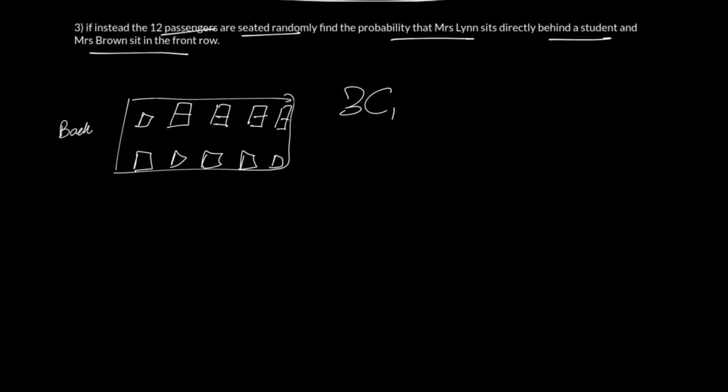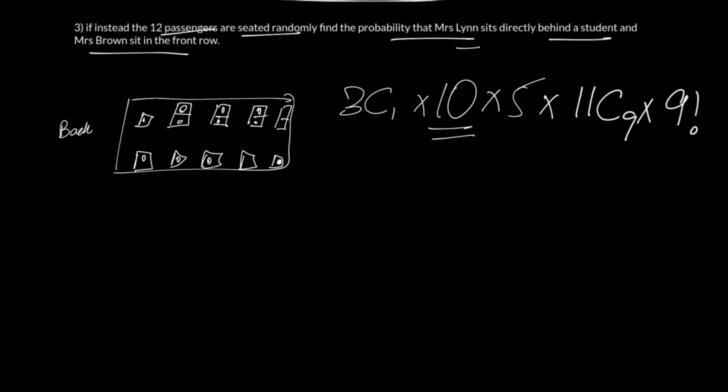Now Mrs. Lin has to sit behind an empty seat, so a student can sit in front of her. Let's suppose that Mrs. Brown sat here. That leaves 1, 2, 3, 4, 5, 6, 7, 8, 9, and 10 seats in which Mrs. Lin could sit for an empty seat to be in front. Now she can sit in 10 seats. In the seat in front of her, any of the 5 children can sit. So 10 into 5. That leaves us with the 9 people other than them, and 11 seats, so they can sit in 9 factorial ways in the 11 seats. This gives us 2.9 into 10 to the power 9.